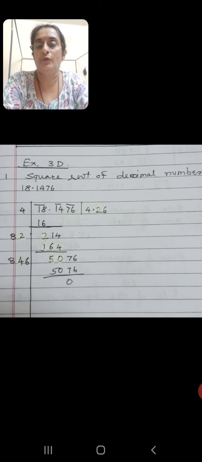Now after 84 if you take 1, that will be 841 into 1, that will be a smaller number. Let us take some other number. If you take 84 and 5, that will be 845 into 5, that is also a smaller number. Let us go for 6 now. 846 into 6, if you do, you will get 5076. So that is the correct number which we want. Now write that 6 in front of 2. The subtraction will be 0.